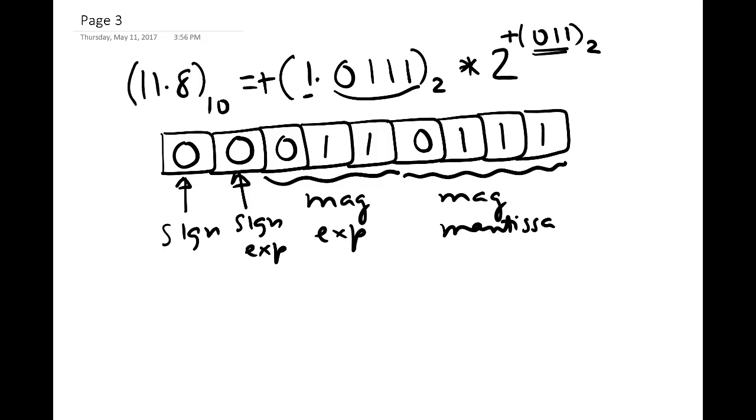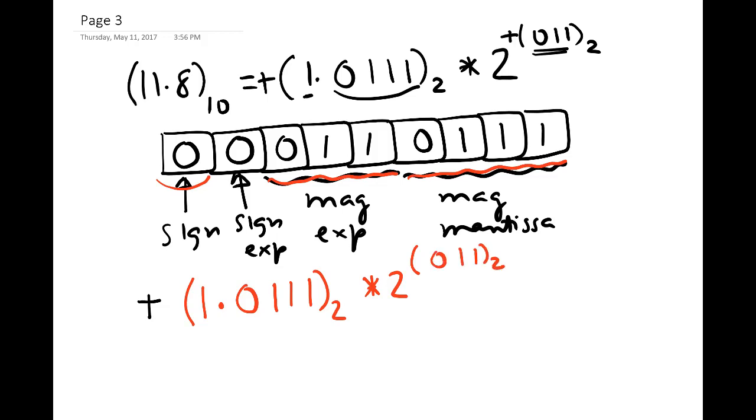Now if somebody said, hey, if this is the representation, how would you write this number in base 2? You will say, okay, I'm going to first say it is plus, because the sign of the number is positive. Then I'm going to write 1, then dot, and then I'm going to write the 4 digits of the mantissa, 0111 base 2 times 2 to the power, and then I'll write the 3 bits of the magnitude of the exponent, 011 base 2, and then I have the sign of the exponent, which is positive, plus.